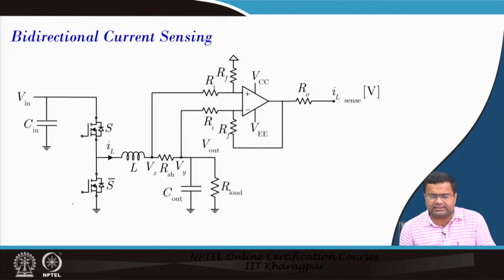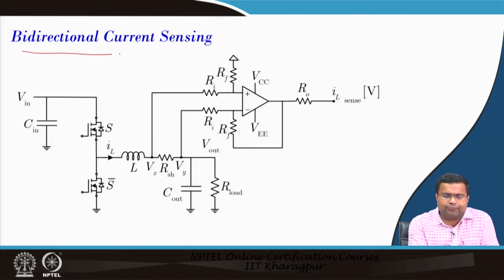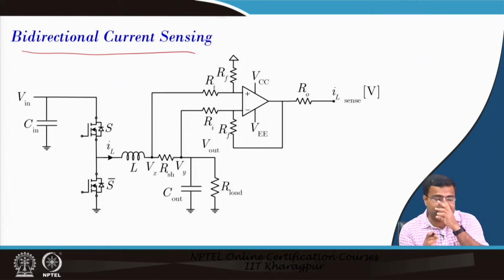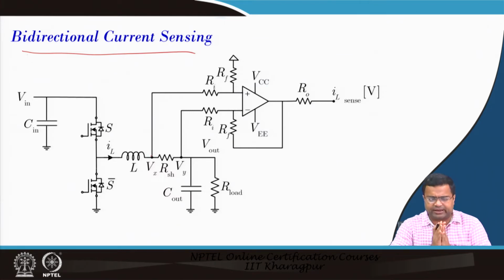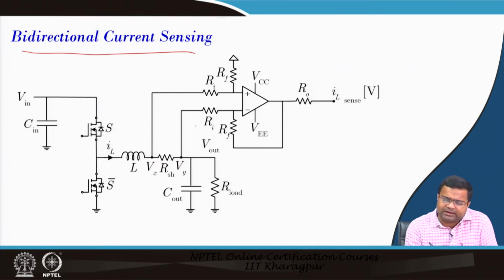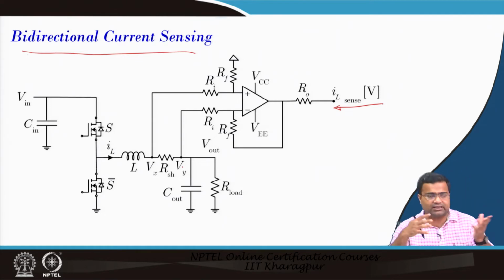Now, the bidirectional current sensing. This is something like a full current sensing. We put a shunt, that means a resistance, in series with the inductor, and in that way we can sense the full current. This is a differential current sensor arrangement, where we sense the voltage across the resistance, and then a differential amplifier is used to convert the differential voltage into a single ended voltage, which reflects the sensed current.